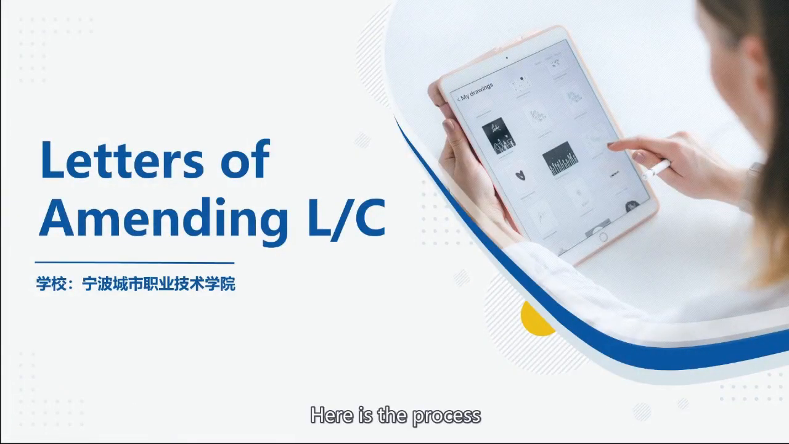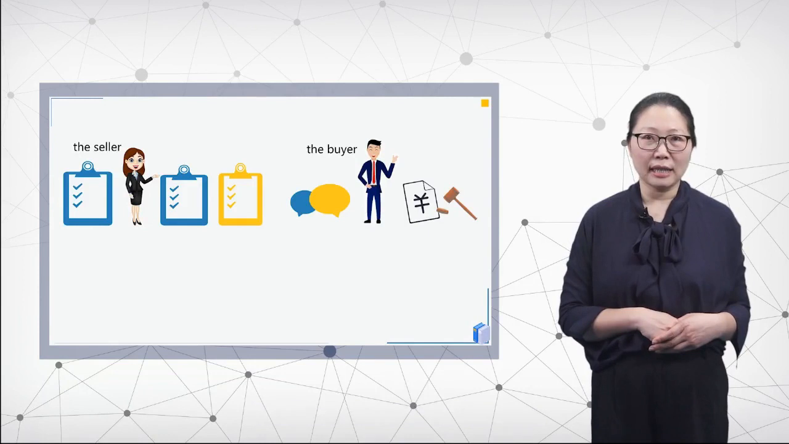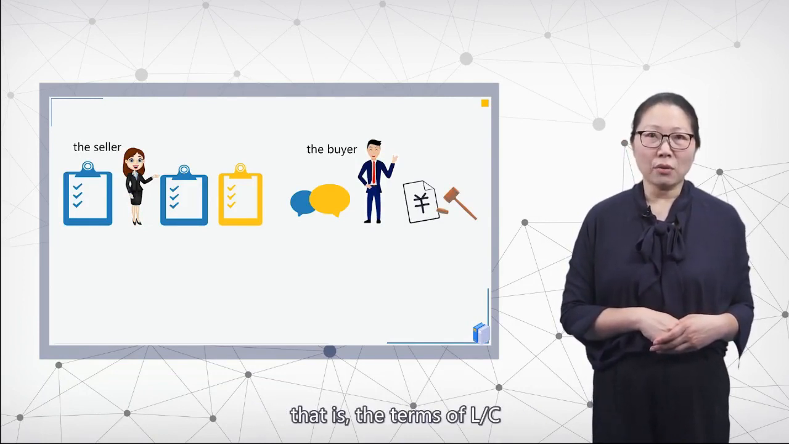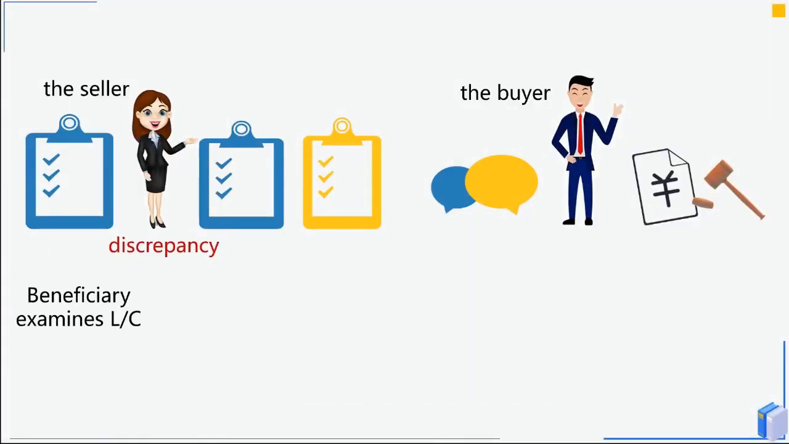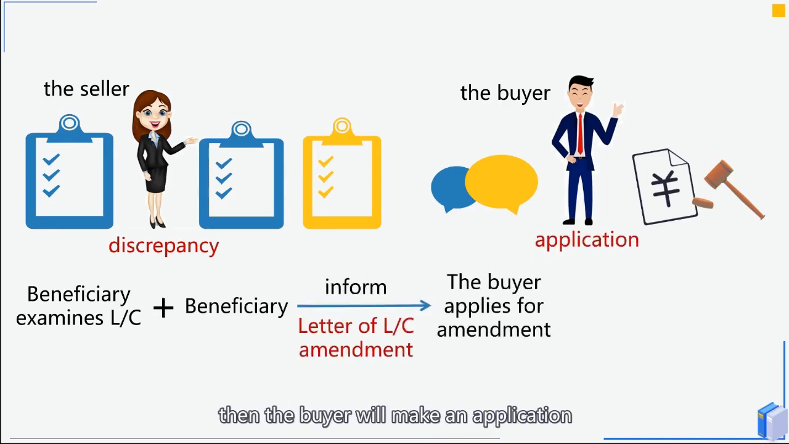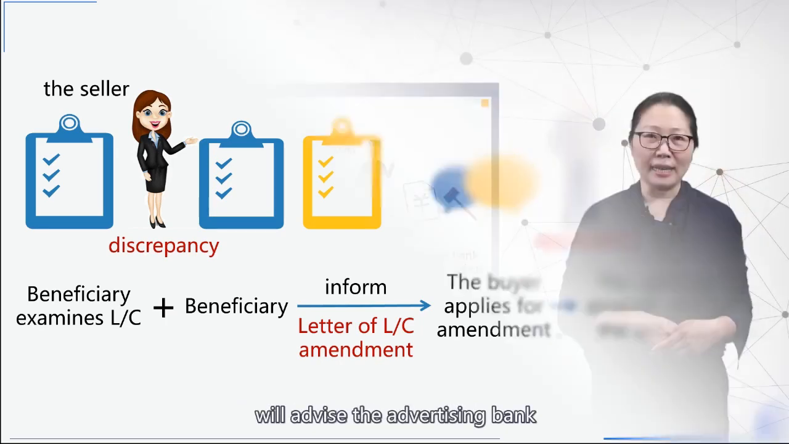Here is the process. The beneficiary first examines the LC based on UCP 600 and the contract. If they find something wrong, that is, the terms of the LC don't agree with those of the contract, they will inform the buyer. Then the buyer will make an application through the opening bank to make an amendment. After that, the opening bank will advise the advising bank.